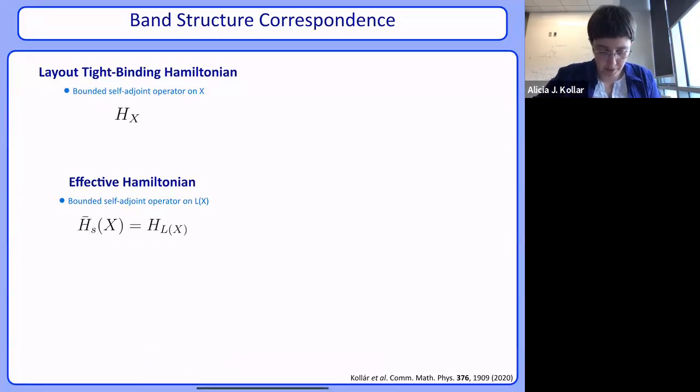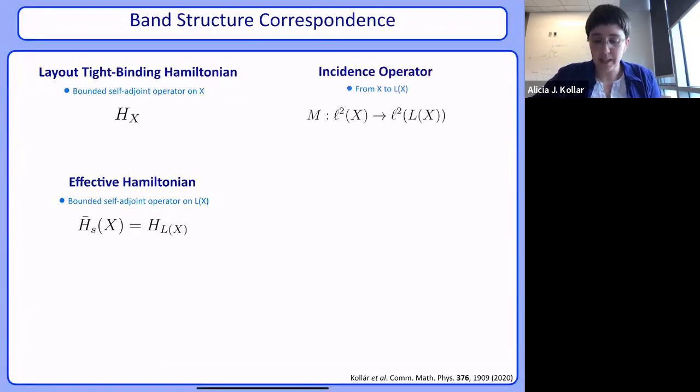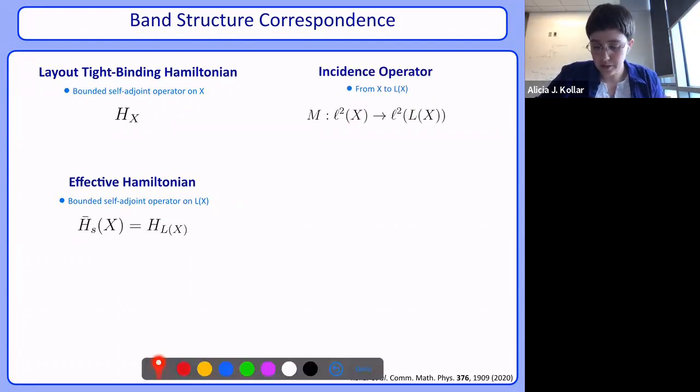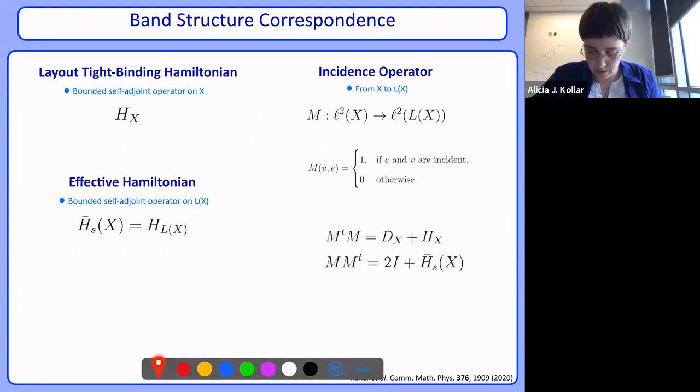I think this audience probably knows this whole proof, in fact, better than I do, but you can relate these two using the incidence operator, which maps from the graph to the line graph. You can think of it as a rectangular matrix that inputs vertices and outputs the edges that are incident on that vertex. If you multiply M and M transpose in one way, you get the Hamiltonian or the adjacency matrix on the original graph plus a multiple of the identity. And if you multiply it the other way, you get the effective Hamiltonian for photons on the line graph.